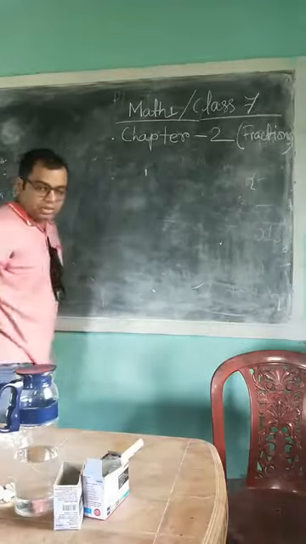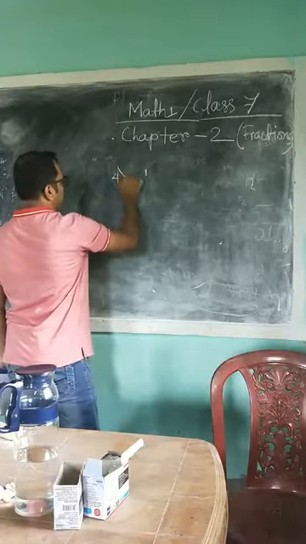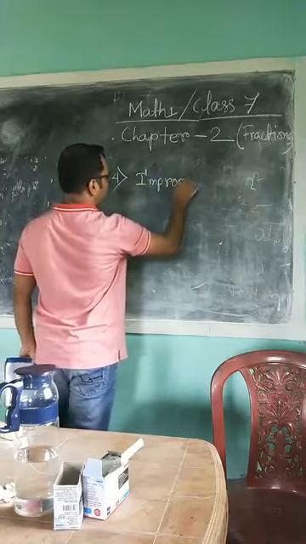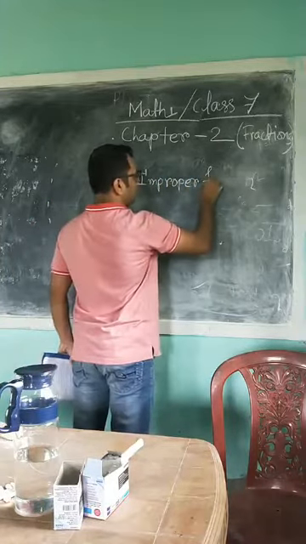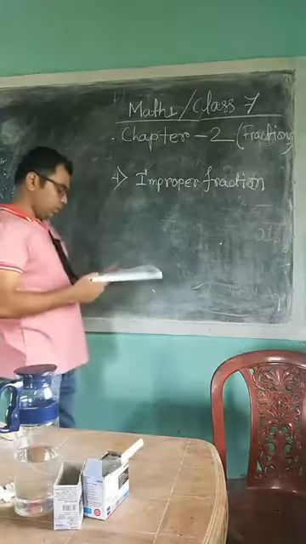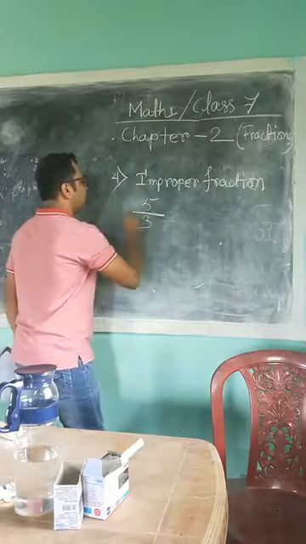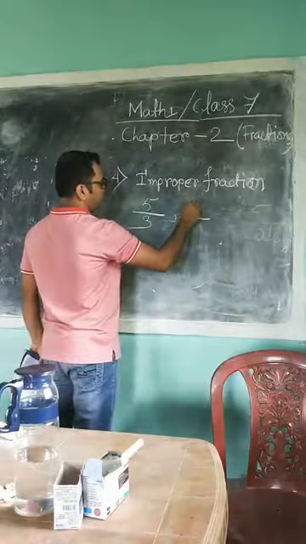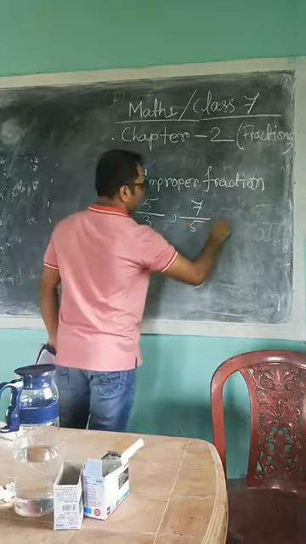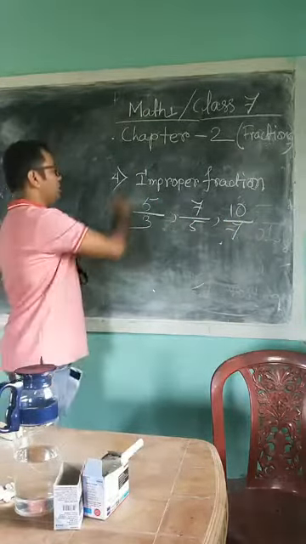Next type of fraction is improper fraction. In the case of improper fraction, the numerator will be always greater than the denominator. 7 by 5, 10 by 7. These are the example of improper fraction.